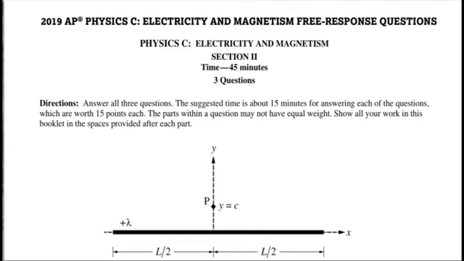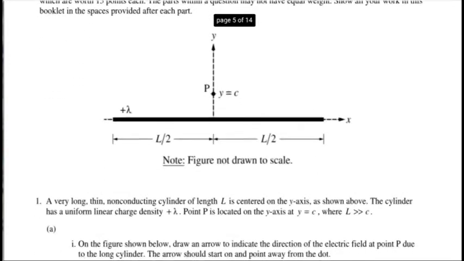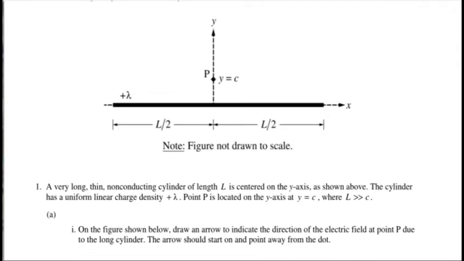This is the solution to problem 1 from the 2019 AP Physics C Electricity and Magnetism free response questions. Let's slide down a little bit here to see what the first one is. They're giving us a diagram of what's going on, and they describe this.